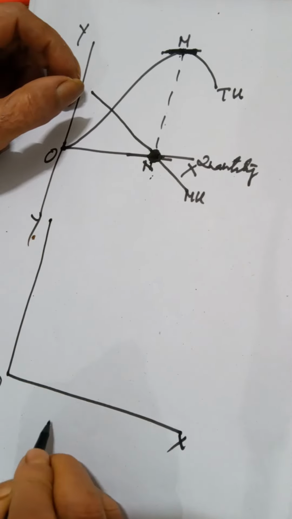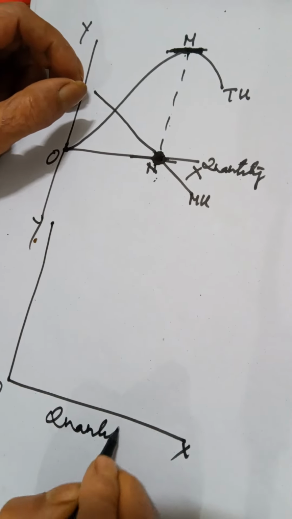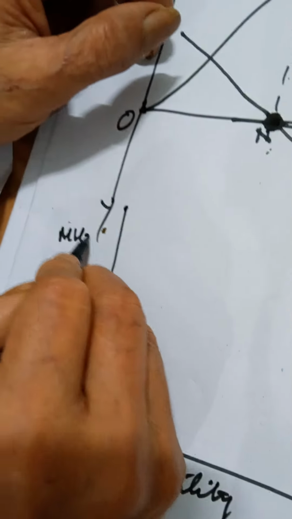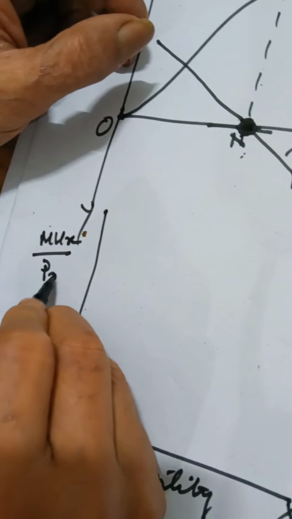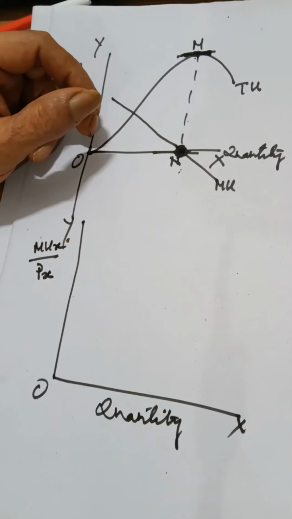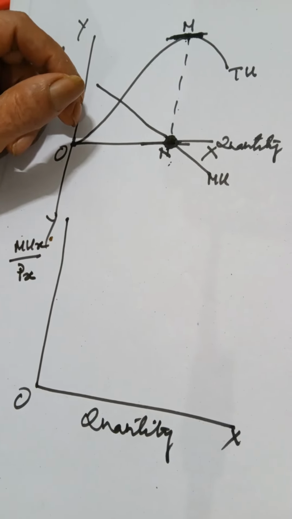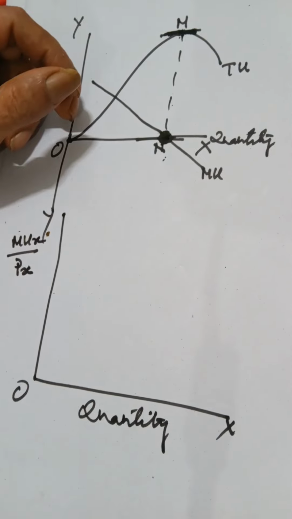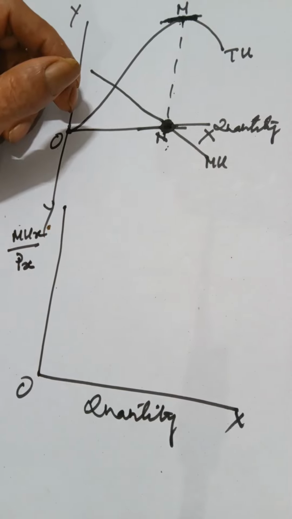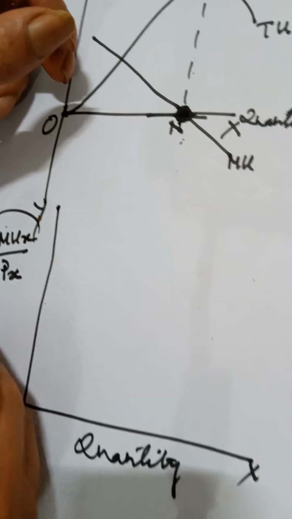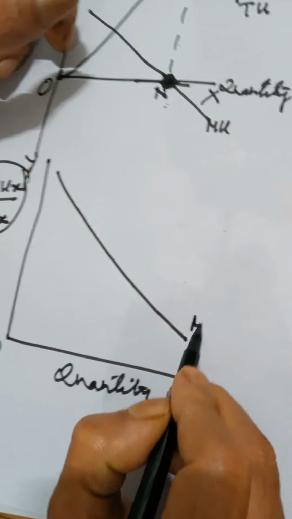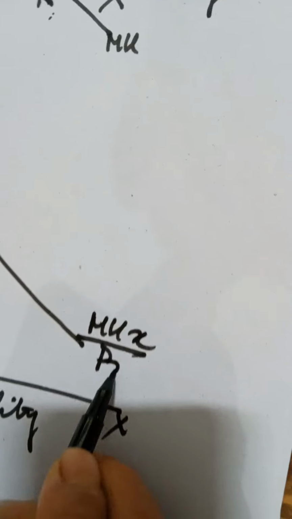On the x-axis, we measure quantity, and on the y-axis, we measure marginal utility of x divided by price of x. Now, it is assumed that price of the commodity and income of the consumer are given. So, as the consumer goes on purchasing more and more of the commodity, marginal utility of x falls. As a result, MUx by Px will also fall, and it will be a downward sloping line like this. This is MUx by Px.